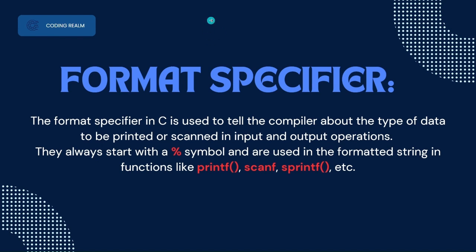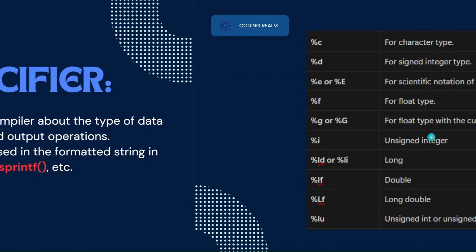And to declare the type of data, we need to use the format specifier. They always start with a percentage symbol, and are used in the formatted string in functions like printf, scanf, and sprintf, etc. Now let's see the table of the format specifiers.